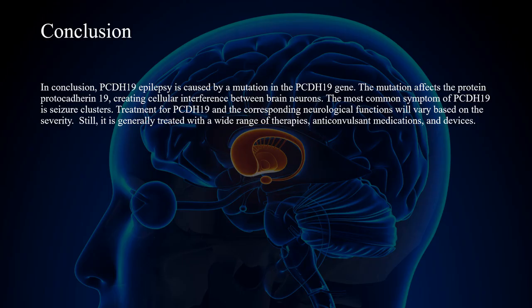In conclusion, PCDH19 epilepsy is caused by a mutation in the PCDH19 gene. The mutation affects the protein protocadherin 19, creating cellular interference between brain neurons. The most common symptom of PCDH19 is seizure clusters. Treatment for PCDH19 and the corresponding neurological functions will vary based on the severity. Still, it is generally treated with a wide range of therapies, anticonvulsant medications, and devices.